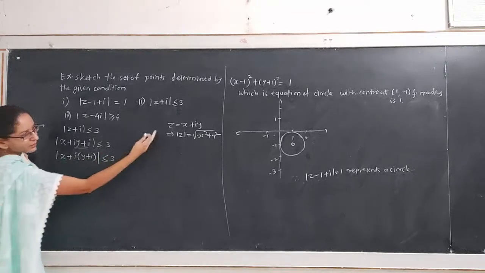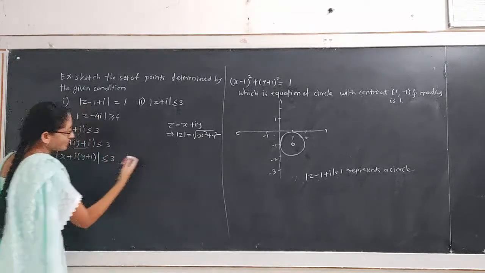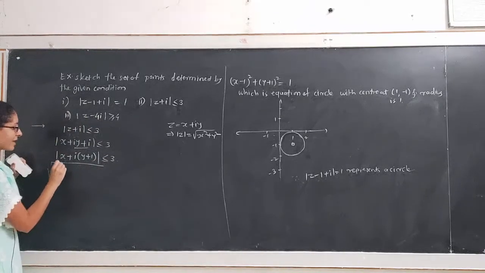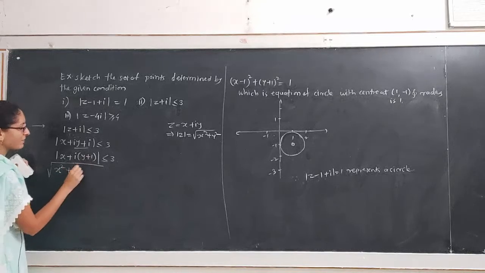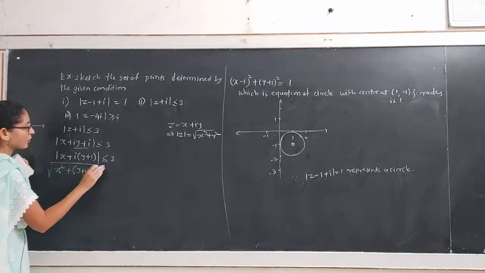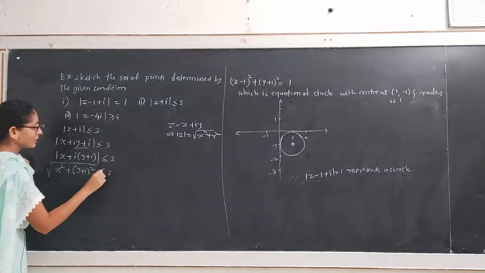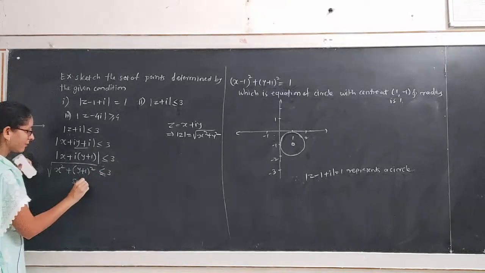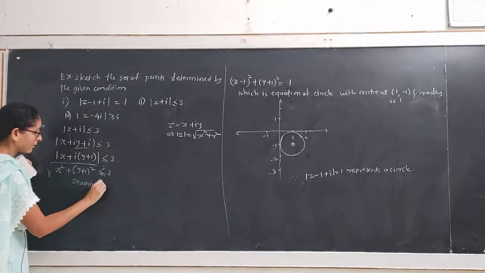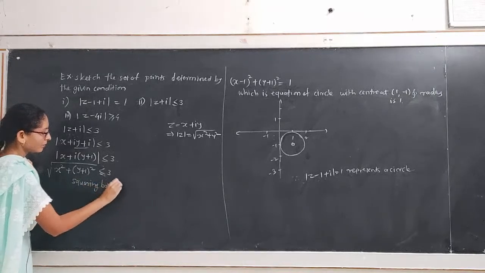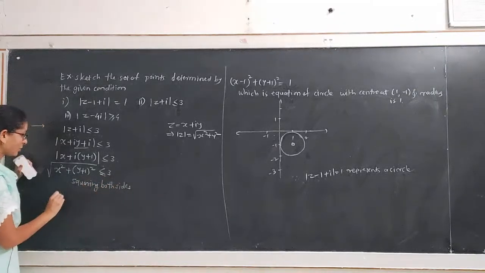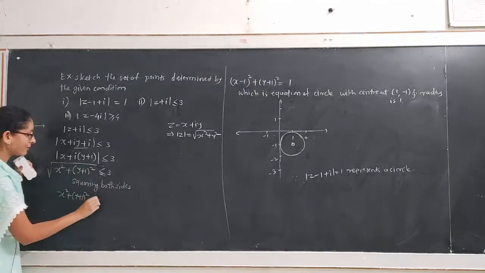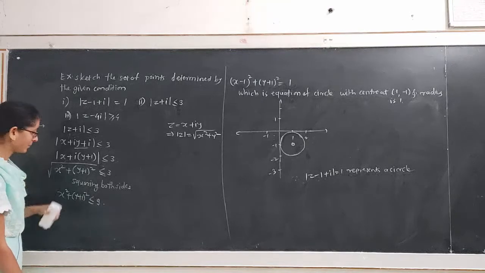Modulus of any complex number is the root of real part square plus imaginary part square. Therefore, this is the square root of the real part x, its square, plus the imaginary part y plus 1, its square, is less than or equal to 3. Squaring both sides we get x square plus y plus 1 square less than or equal to 3 square, which is 9.